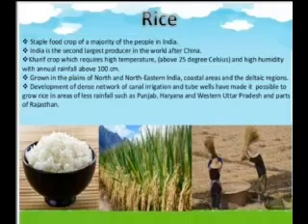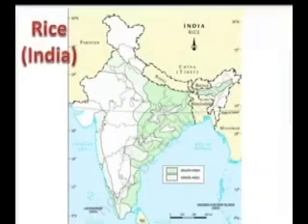Development of dense network of canal irrigation and tube wells have made it possible to grow rice in areas of less rainfall such as Punjab, Haryana and western Uttar Pradesh and parts of Rajasthan. In this map, we can see the states where rice is produced.